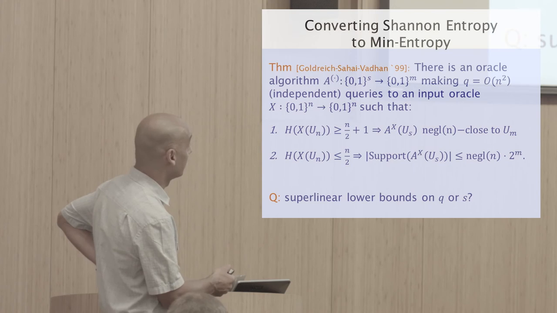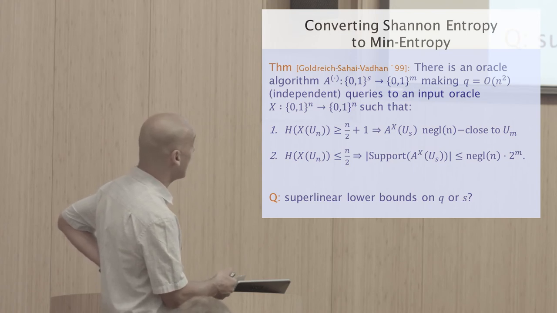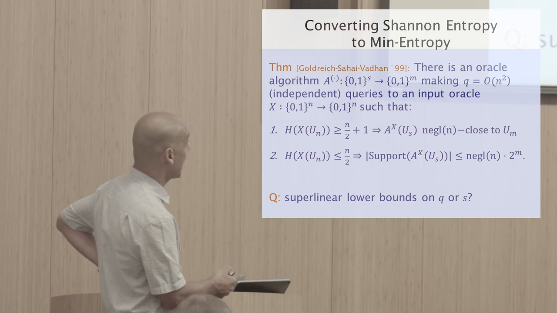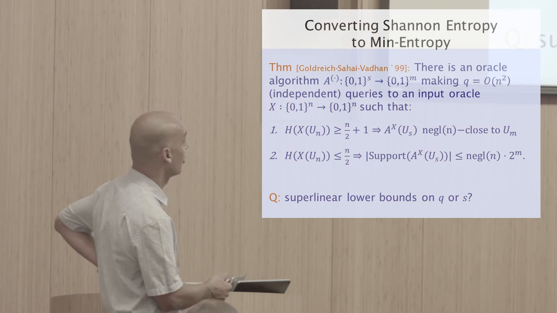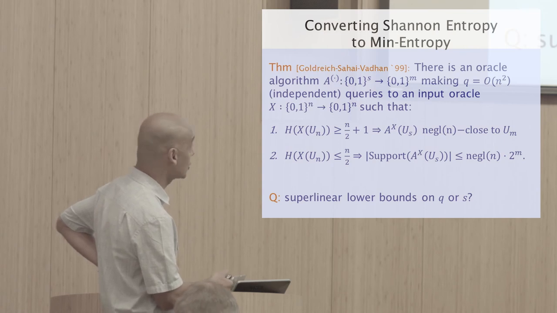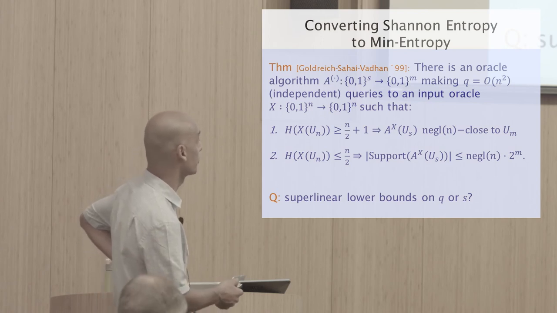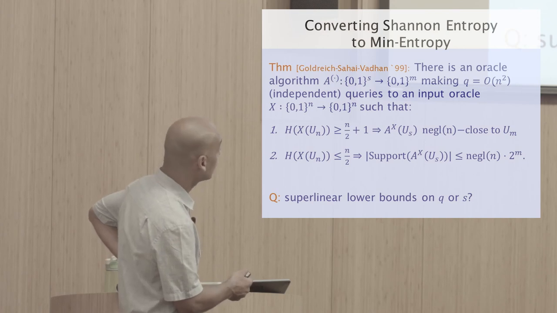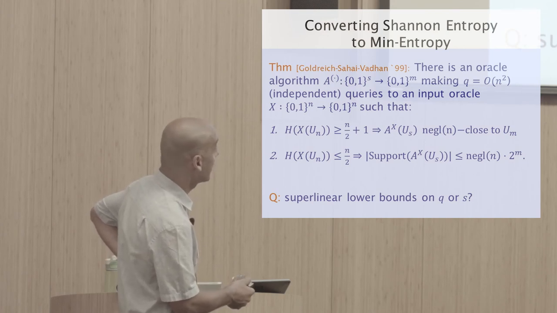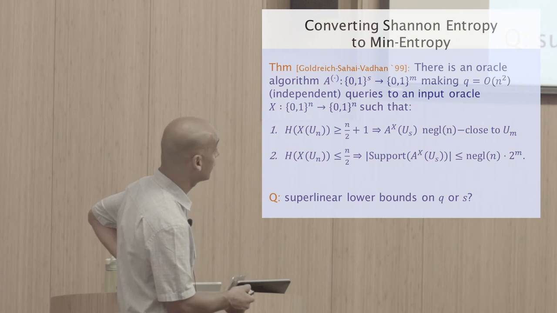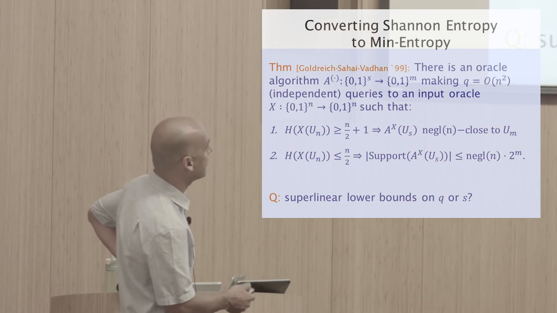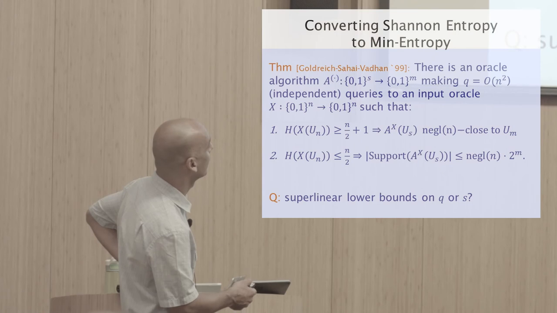I have an oracle algorithm, and what it's given oracle access to is a function from n bits to n bits, which I think of as describing an output distribution. I take x on random bits and look at its output distribution, and I can ask, what's the Shannon entropy of that? Let's say either it's at least n over 2 plus 1 or at most n over 2 are the two cases. The algorithm can toss its own coins and then make queries, possibly adaptive queries, to this function. But even non-adaptively, I don't know how to show what we want.